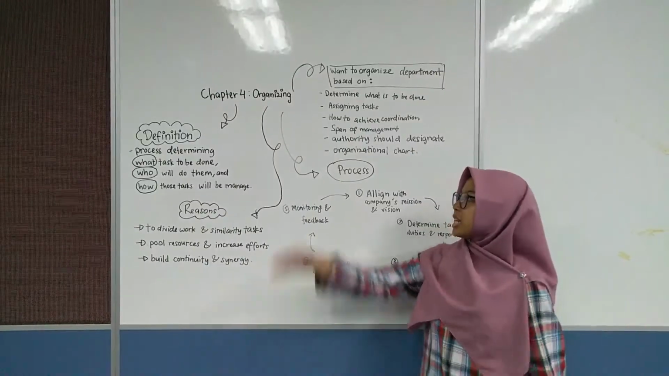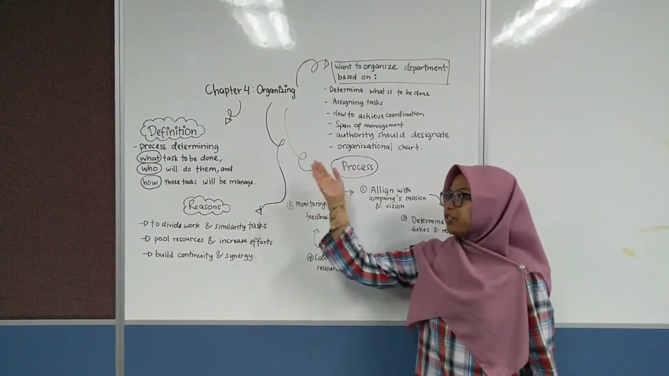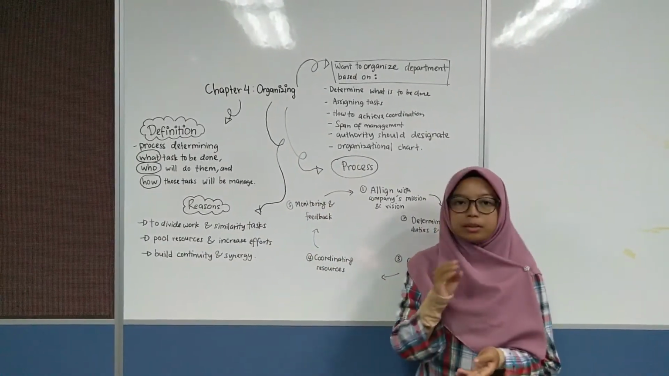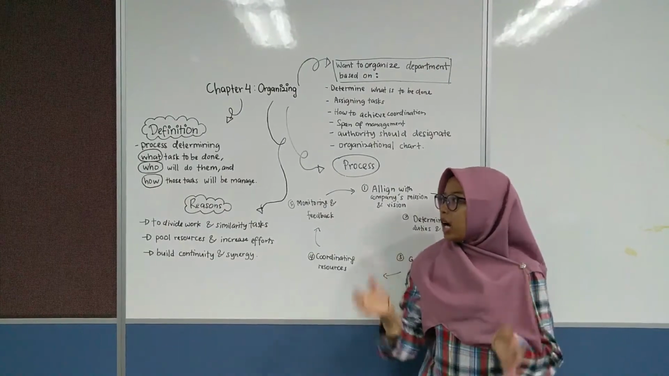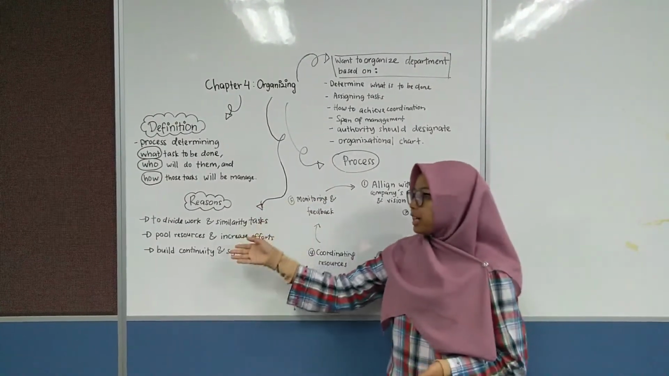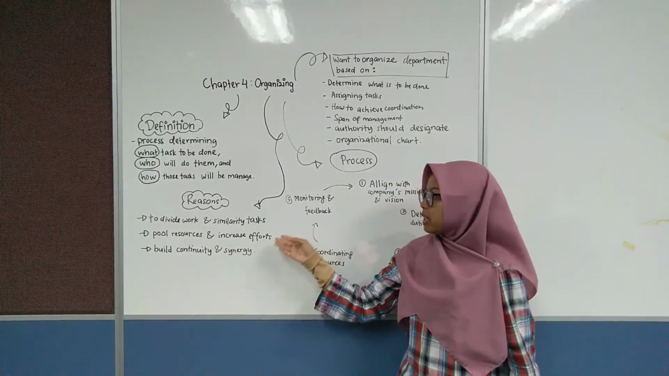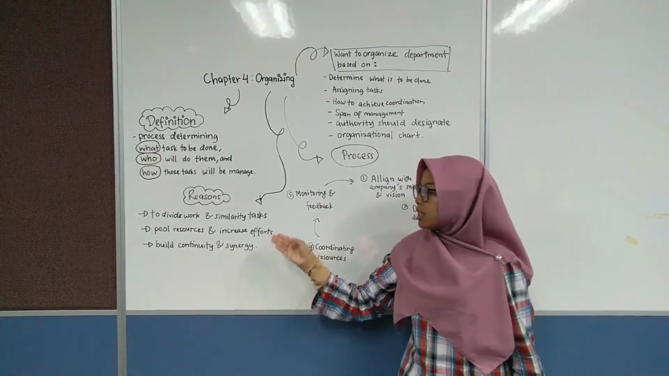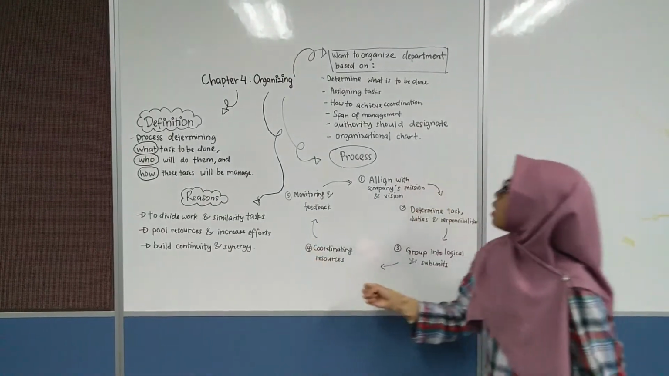Chapter 4, Organizing. Definition: the process of determining what tasks are to be done, who will do them, and how those tasks will be managed. Reasons: to divide work and similar tasks, pool resources and increase efforts, build continuity and synergy.